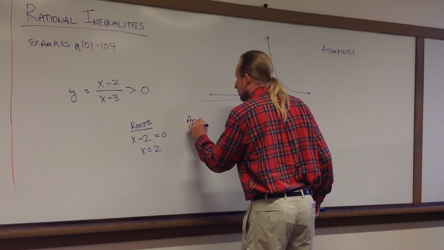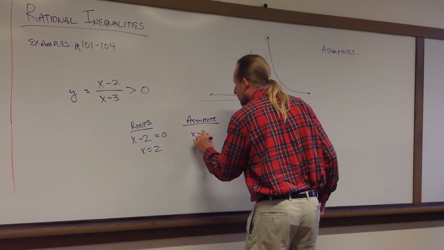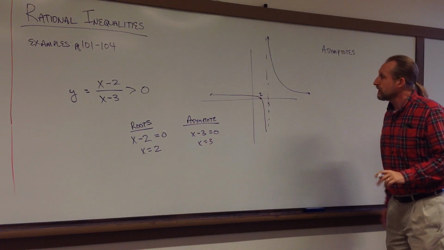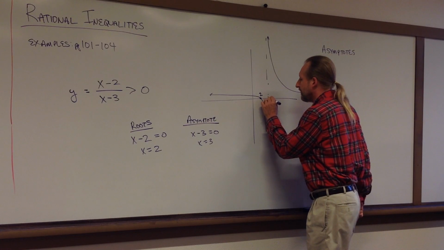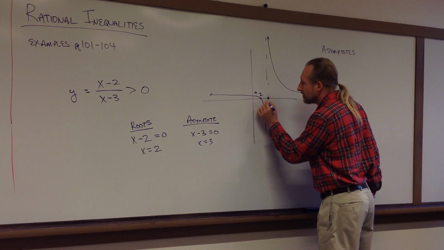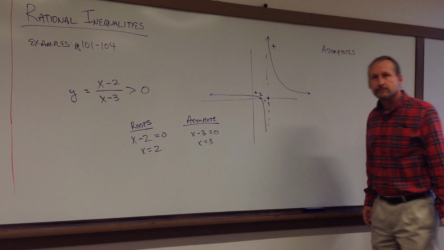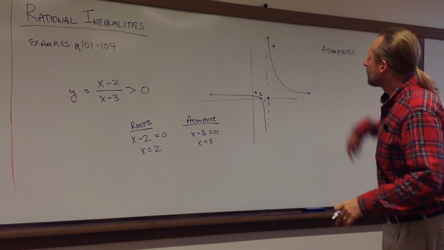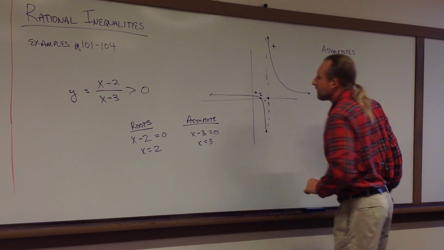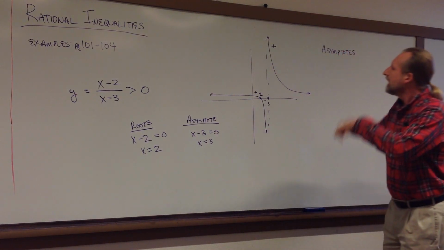The asymptotes, in this case there's only 1, that's where the denominator is equal to 0, in this case at x equals 3. So now we've got those points identified, and those points are important because that's where y switches from being positive to being negative, or from being negative to being positive. Okay? And that's the only way for a graph to switch the y values from positive to negative, or vice versa.